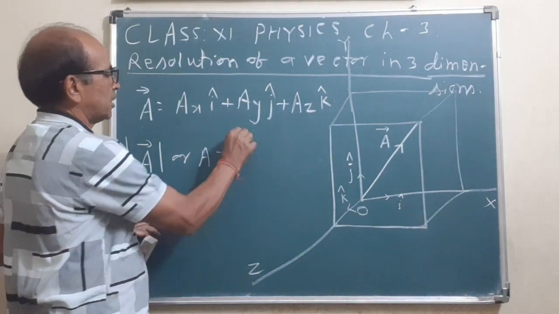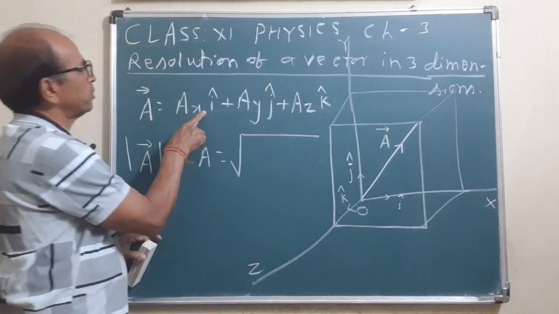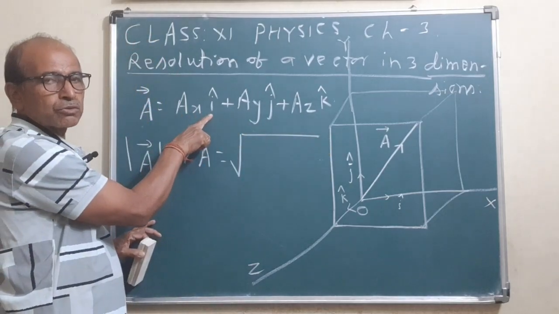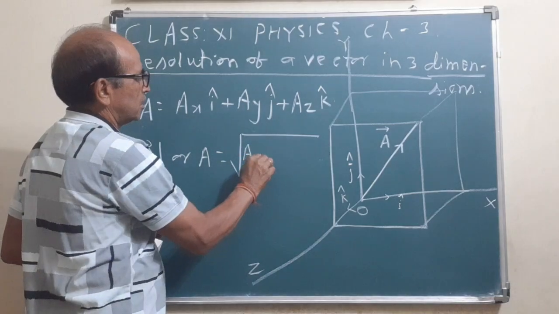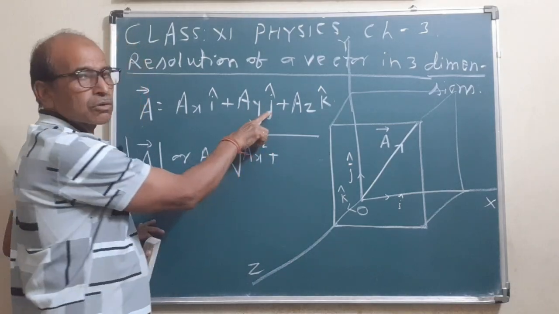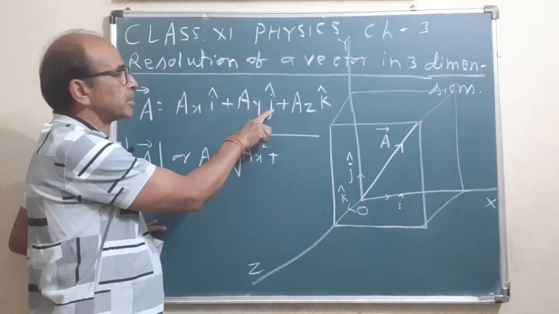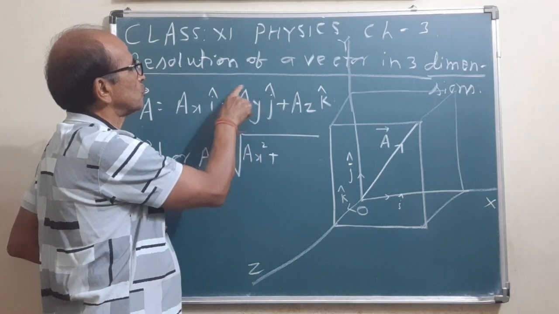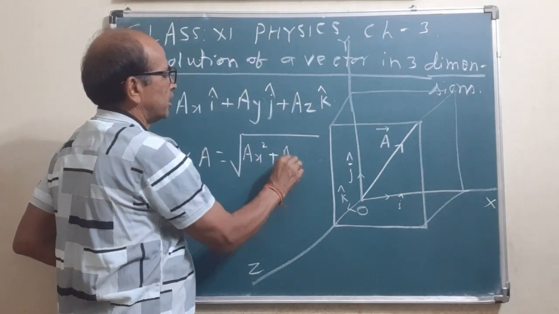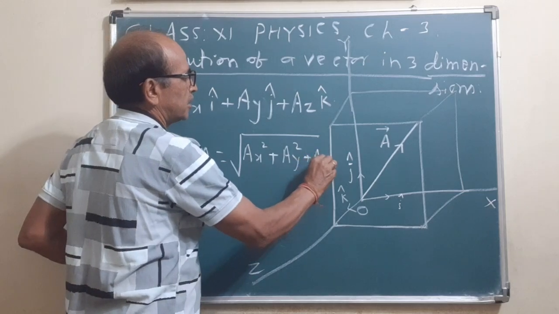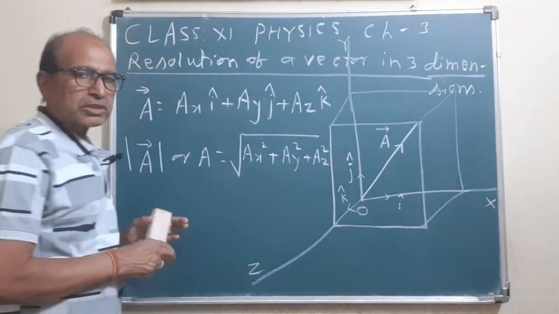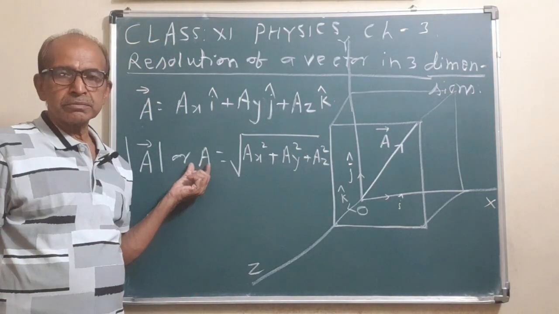So it will be under root of the square of the coefficient of i, so ax square, plus the square of the coefficient of j, so ay square, plus az square. So this will give the magnitude.